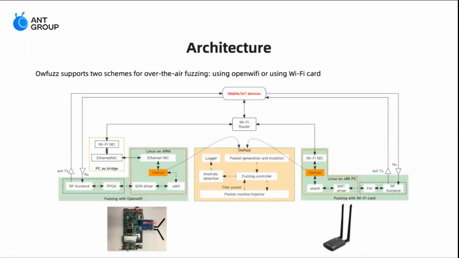We have made two schemes to run Owfuzz. One is to run Owfuzz on the ARM Linux of the OpenWiFi as shown in the bottom left figure. And the other is to run Owfuzz on a Linux PC such as Ubuntu with a Wi-Fi card as shown in the bottom right figure. The difference between the two schemes is the front end of the Wi-Fi signal transmission. The first one uses OpenWiFi as a Wi-Fi signal transceiver, which can extend the Wi-Fi fuzzing to the physical layer. The second one uses one or more wireless cards that support packet monitoring and injection as the Wi-Fi signal transceiver on one or more channels.